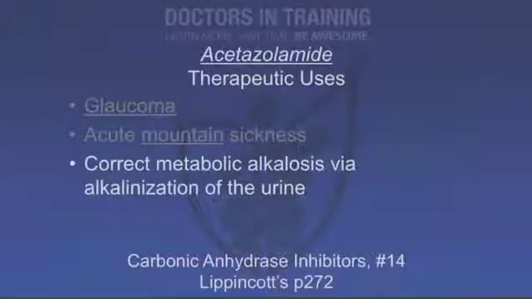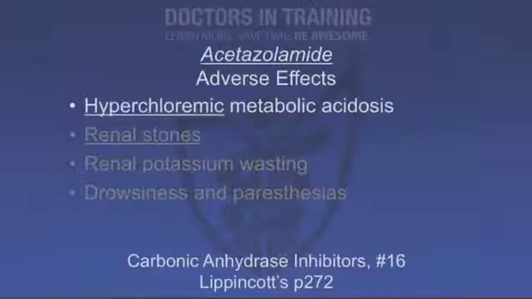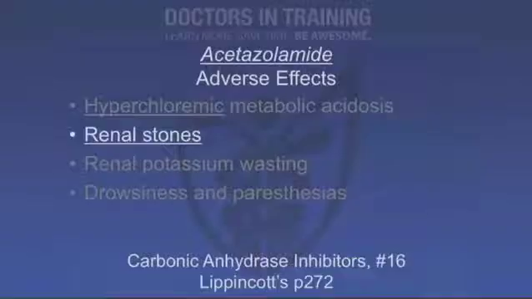Finally, we use acetazolamide in conditions that produce metabolic alkalosis. I'm not going to go through all of those right now, but it makes sense that if you've got an alkalosis, you can correct it by increased secretion from the kidney of carbonic acid. Acetazolamide is going to have some adverse effects. Obviously, if we're getting rid of too much bicarbonate, we can end up with a hyperchloremic metabolic acidosis, which is generally not a good thing. The second major adverse effect is that you can develop renal stones, and that's because acetazolamide will precipitate out in the urine.